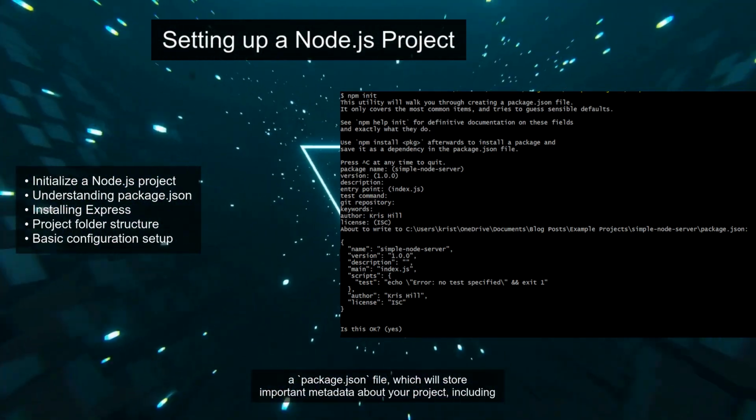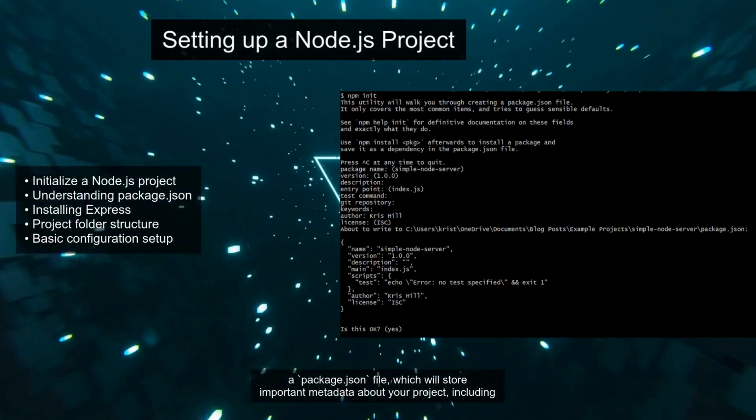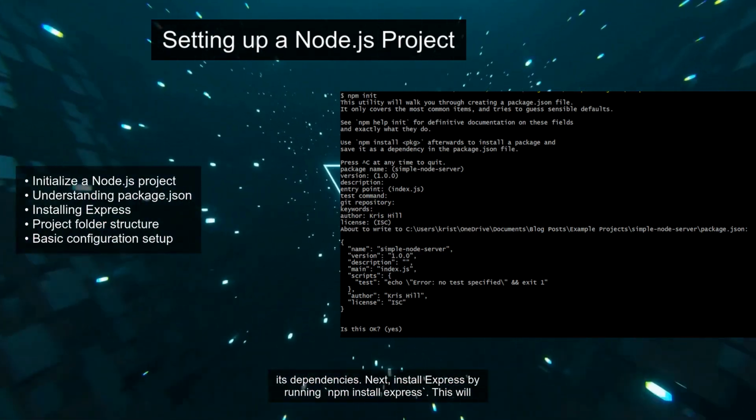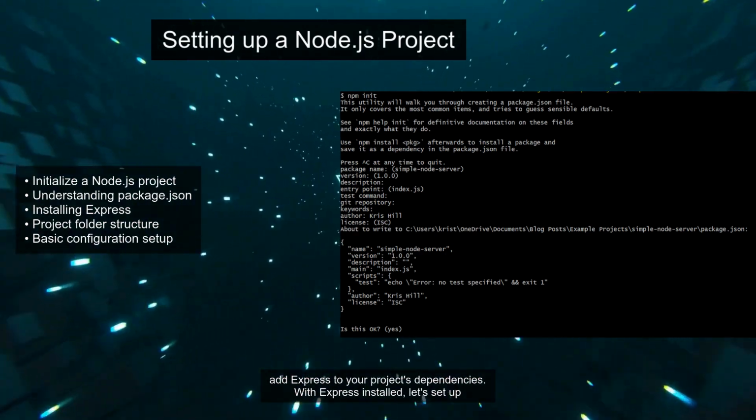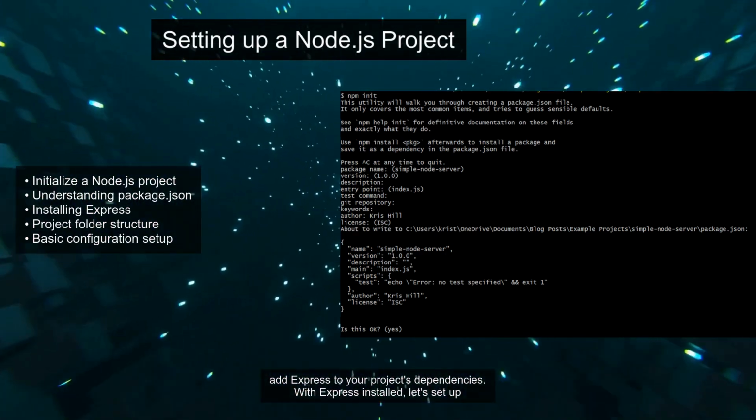Follow the prompts to create a package.json file, which will store important metadata about your project, including its dependencies. Next, install Express by running npm install express. This will add Express to your project's dependencies.